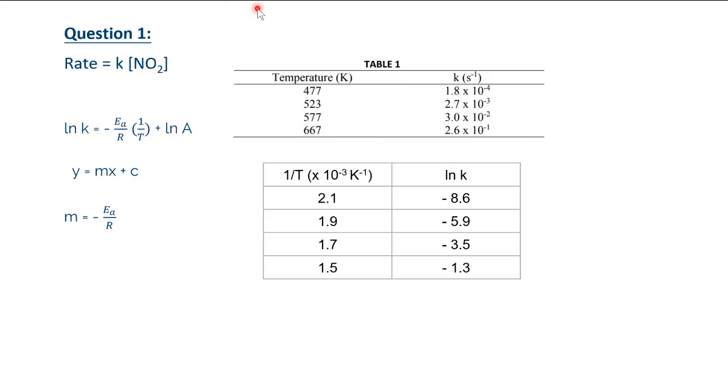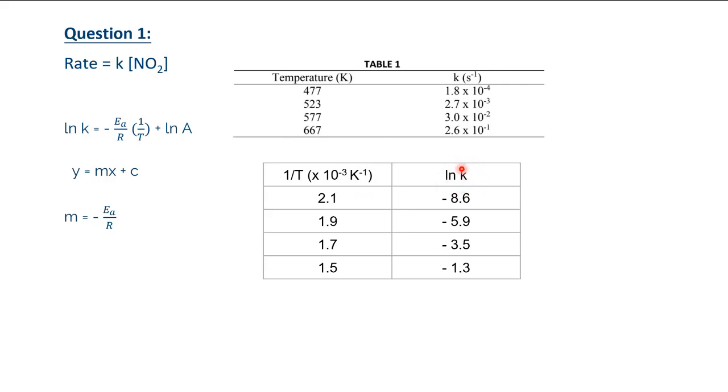Alright, so from the information given in your question 1, we have the order with respect to NO2, which is first order, and zero order with respect to oxygen. So this is your rate law. And then from your table 1, using the data, you need to create another table, in which you have your 1 over T, and the unit is per Kelvin, and K becomes ln K.